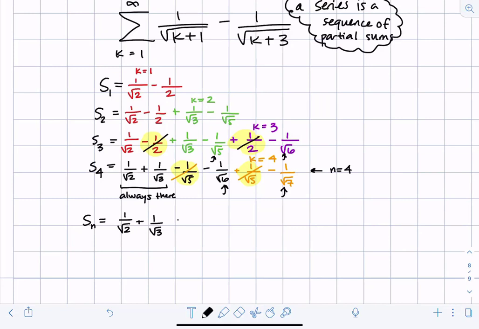So it looks like what's going to be the case is we're going to have a minus 1 over root, and it would be the previous n plus 3. So n minus 1 plus 3 will give me the 1 over root 6. And then minus 1 over the root of our current n plus 3. Okay, now we can actually go back and check. So for yourself, verify that this formula will produce S3, S2, S1 as we go back in time. And if you want to check it with more n values, that's fine as well. But this is the general pattern for our sequence of partial sums.